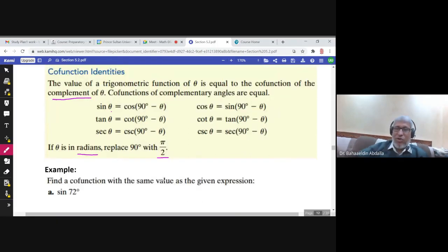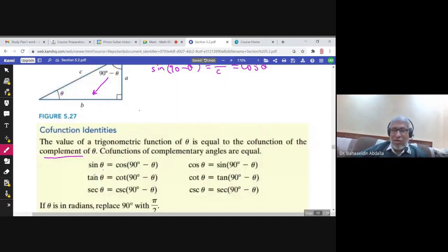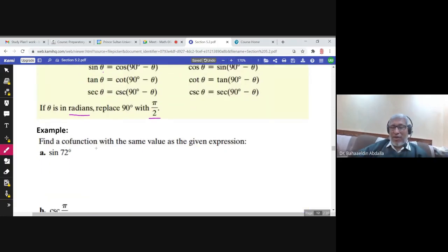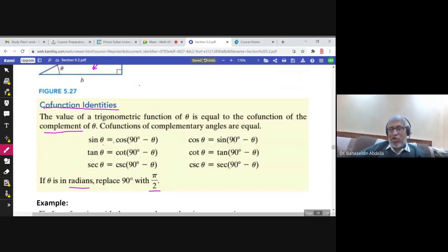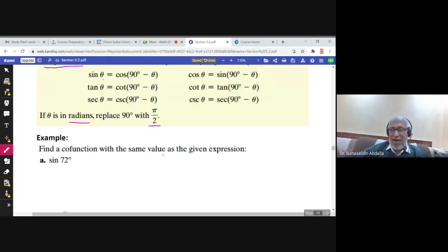Let us solve this example. The question, find a cofunction. These are called cofunction identities. Why co? Co from complement, okay? Cofunction identities. Find a cofunction. Cofunction to sine. What is the cofunction of sine? Cosine. What is the cofunction of tan? Cotan. What is the cofunction of secant? Cosecant. So find the cofunction with the same value. The cofunction of sine would be cosine.